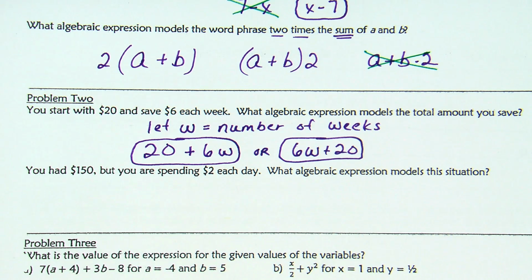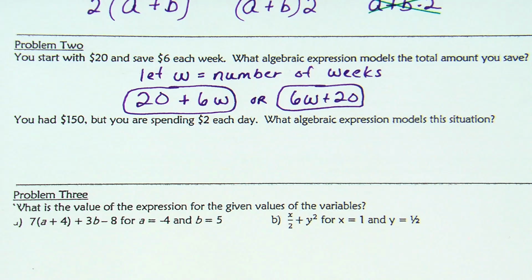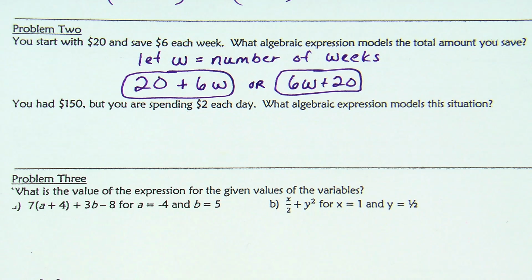You had $150, but you are spending $2 each day. What algebraic expression models this situation? What do you think, Noah? I'm going to say 150 minus 2D, D being the number of days. What do you guys think? He says 150 minus 2D, and D being the number of days? Yeah, that works.